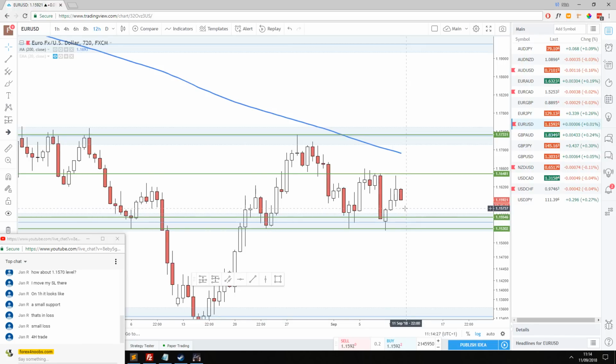Held over a weekend. I think there's a very high chance that if you move your stop to the 1.1570, that stop's going to be hit and you're going to take that small loss. I think there's a very high chance of that.